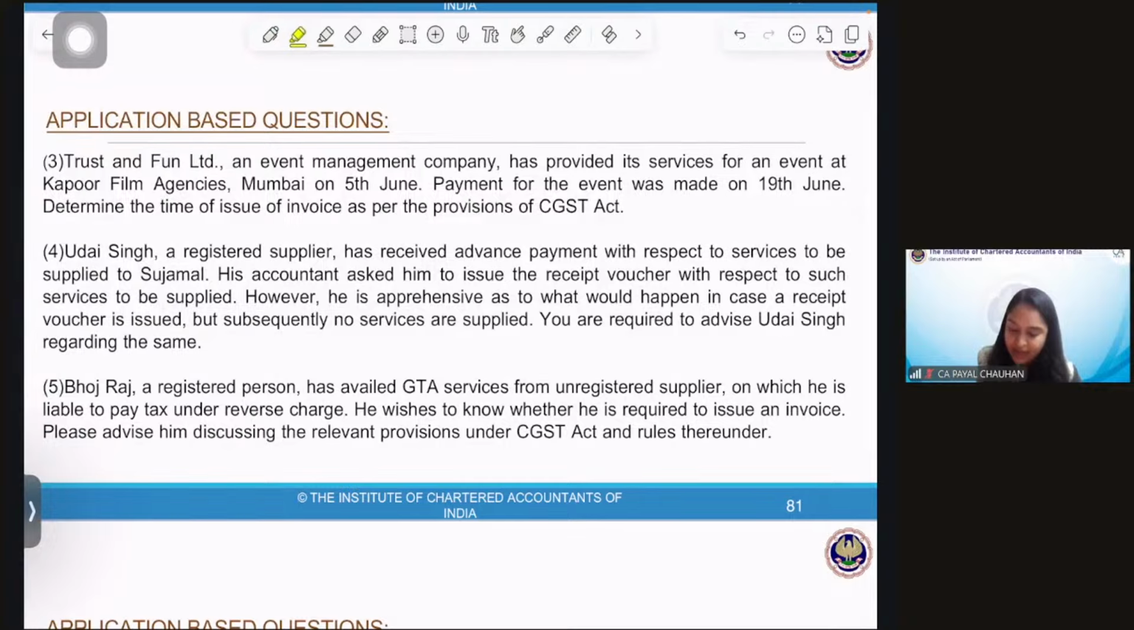Next question. Trust and Fund Limited, an event management company, has provided its services for an event at Kapoor Film Agency, Mumbai on 5th June. The service was given on 5th June. Payment for the event was made on 19th June. Determine the time of issue of invoice as per the provision of the CGST Act. First of all, invoice in respect of goods or service, IOG or IOS? Service.